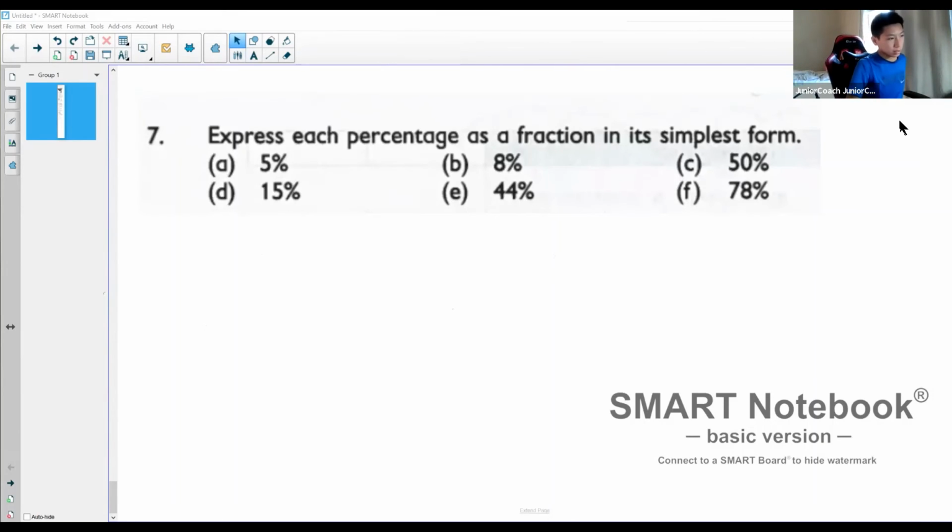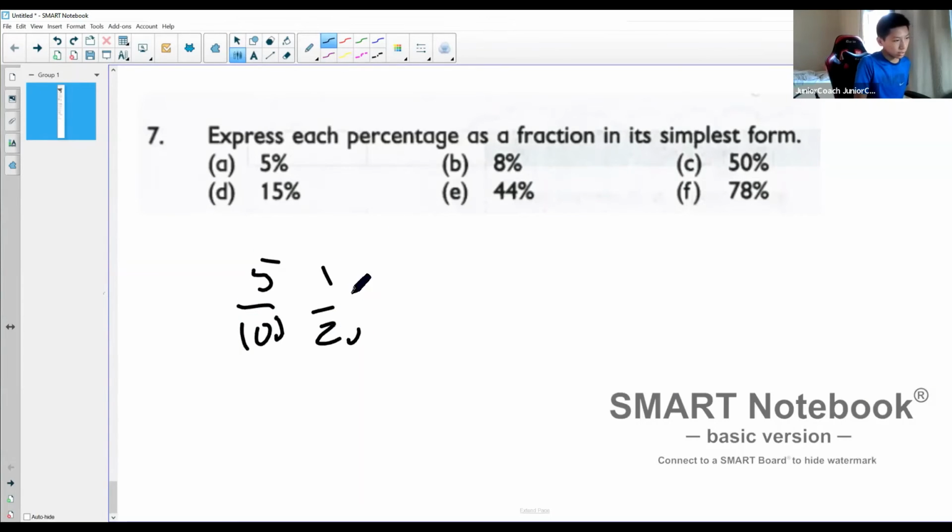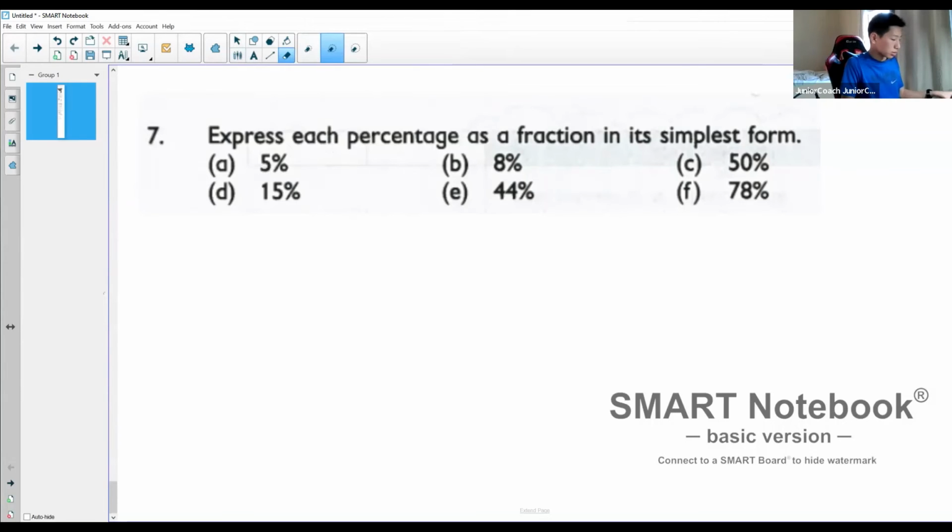So keep in mind, a percentage is really just like over 100. So 5% is 5 over 100. And then we simplify that to 1 over 20. So the answer to the first one would be 1 over 20. I'll wait for those answers.